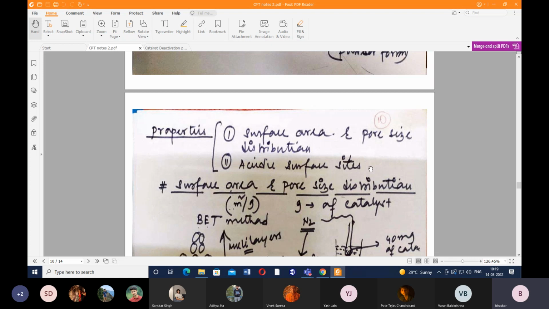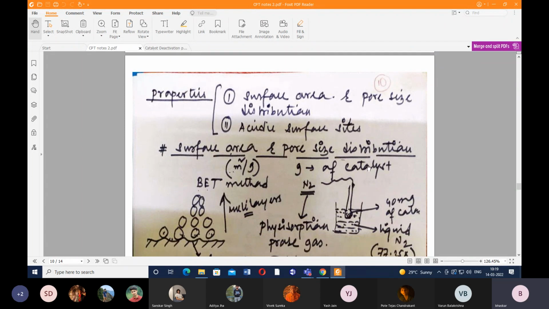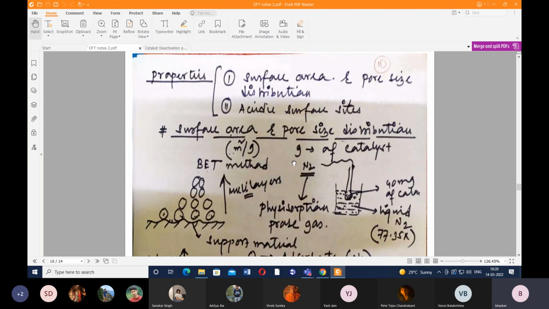For that, you need to understand what we mean by surface area and pore size distribution, and secondly what acidic surface sites are. So first of all, let's go one by one. Let's talk about the surface area and pore size distribution. We can measure this by a method called BET surface area and pore size distribution analysis.